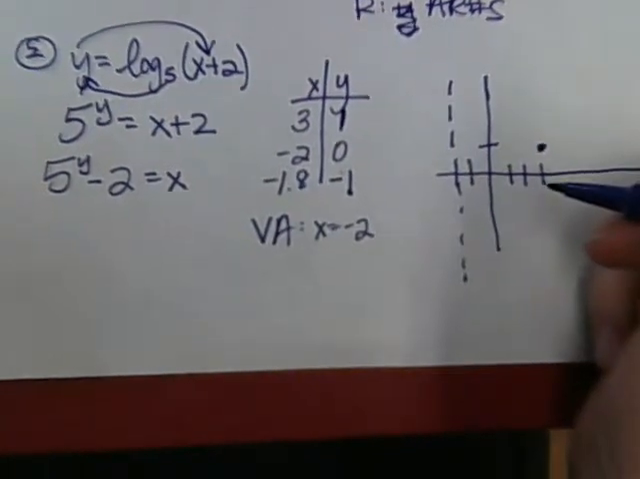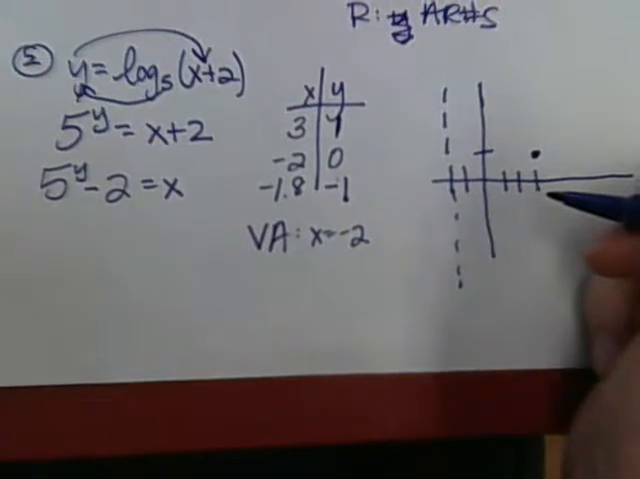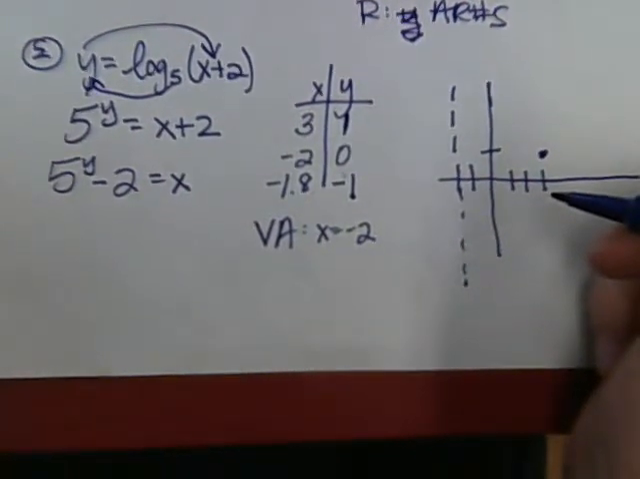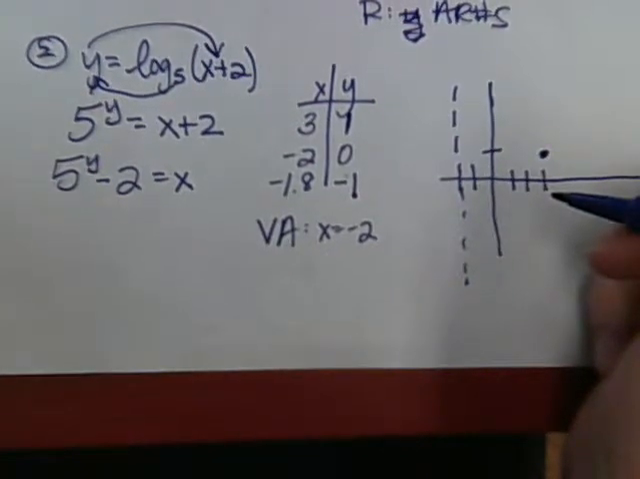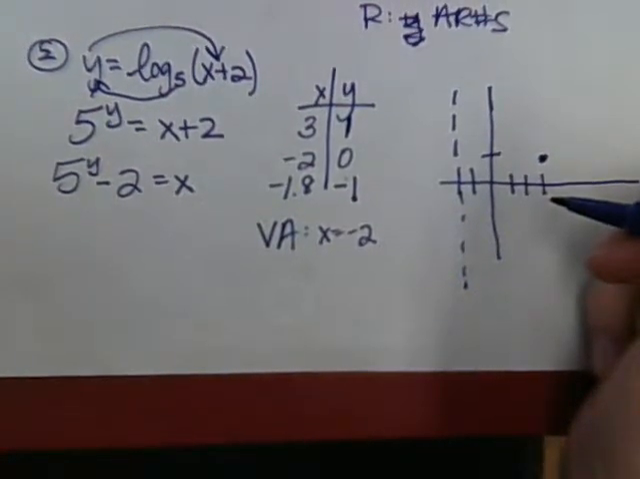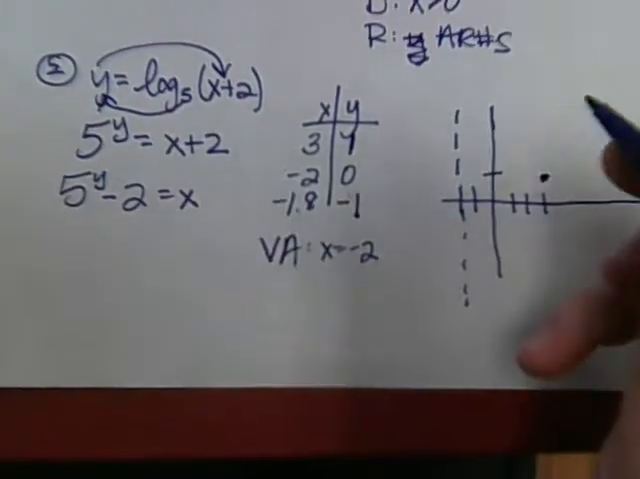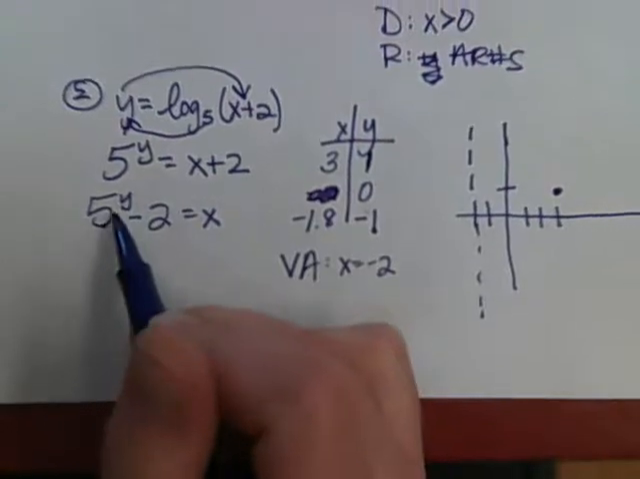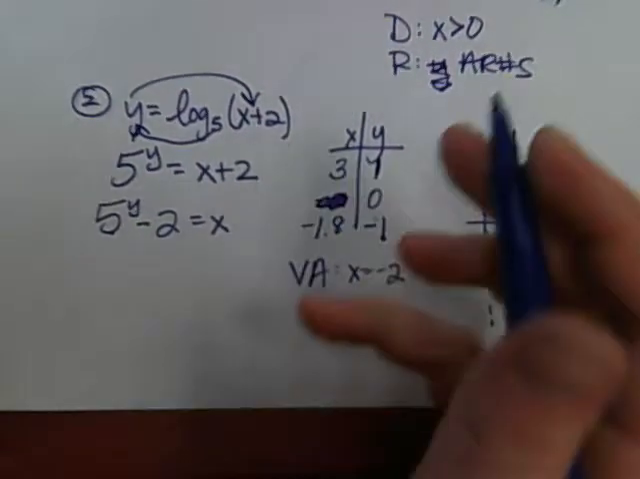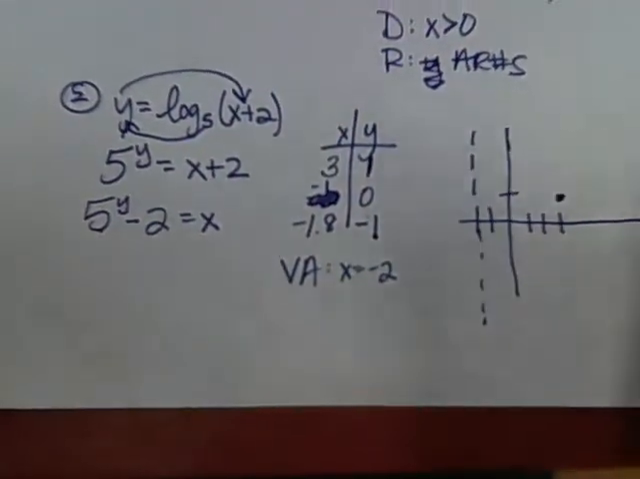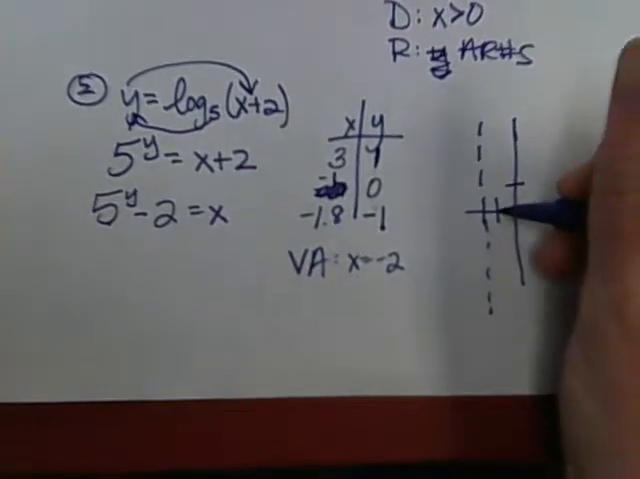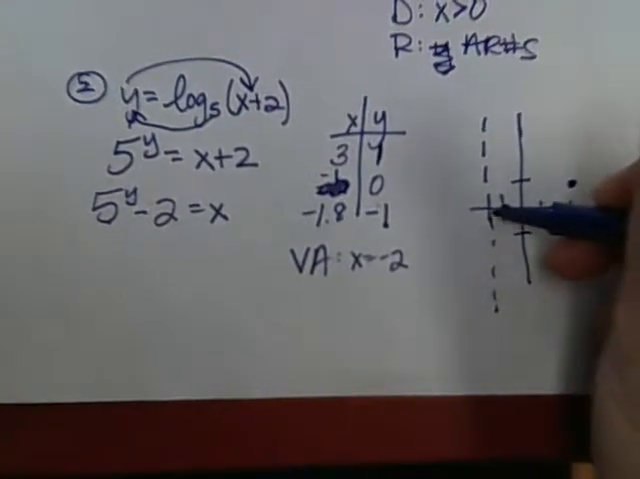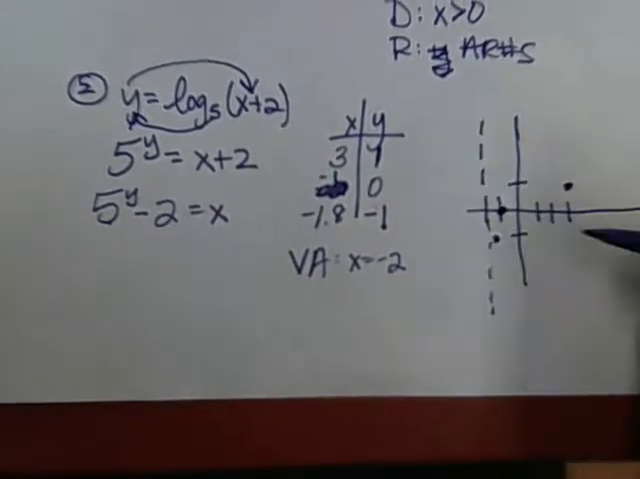Oh, that was my bad. I can't use negative 2. That's going to be on my asymptote. Oh, that was my bad. 5 to the 0 is 1. 1 minus 2 is negative 1. Apologies. Okay, so negative 1, 0. That makes more sense. And then negative 1.8, so almost to that negative 2, is negative 2.